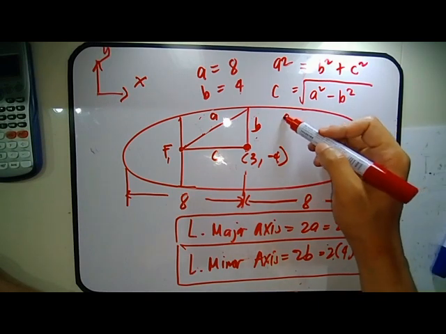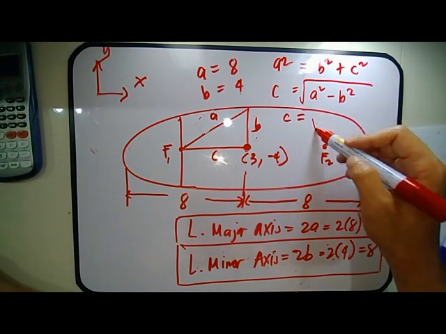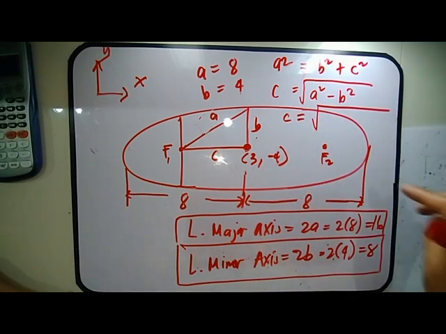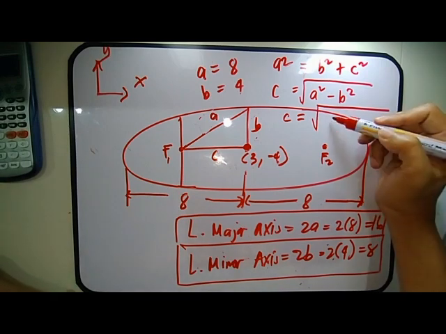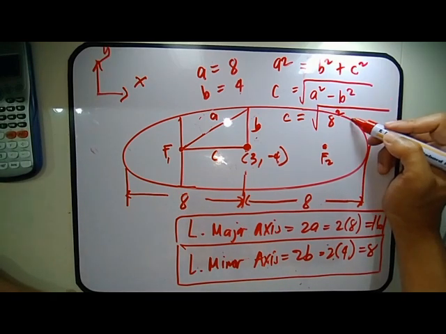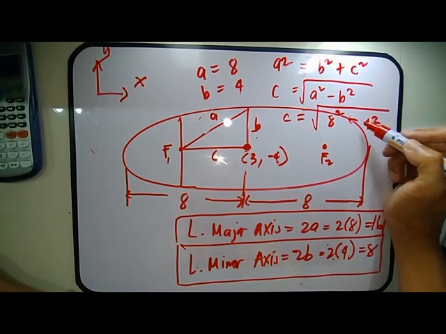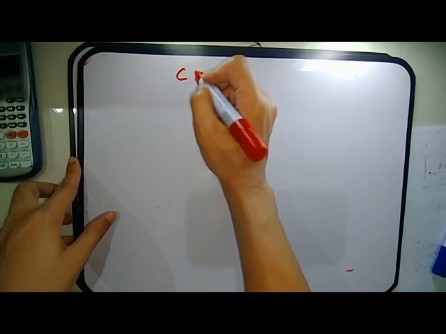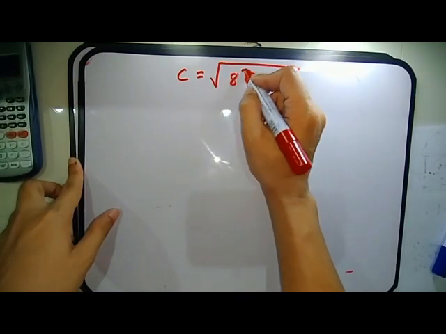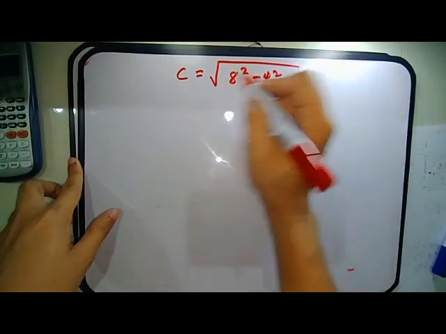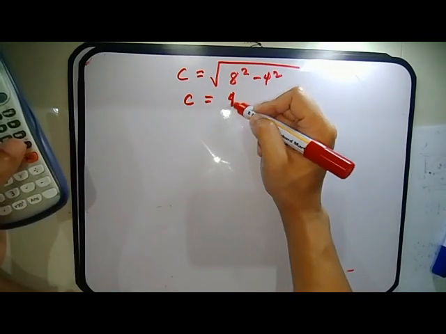So, that is C equals the square root of, A natin is 8, so 8 squared minus 4 squared. So, minus siya. So, C equals the square root of 8 squared minus 4 squared. So, C equals 4 square root of 3.